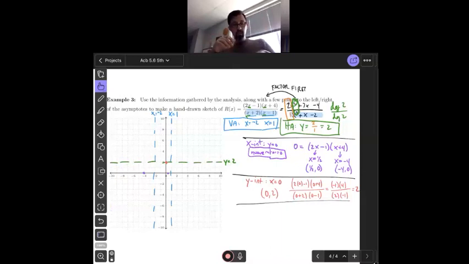So those 4 things that we just did are kind of prescribed. Here's how you find vertical asymptotes. Here's how you find horizontal asymptotes. Here's how you find x-intercepts. Here's how you find y-intercepts. Right? The rest is kind of a feel.